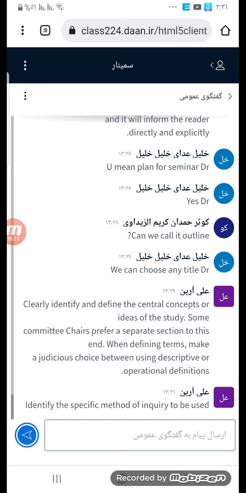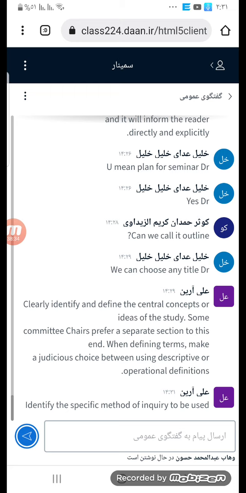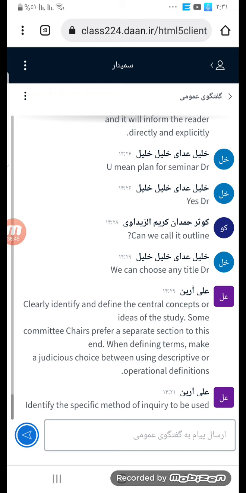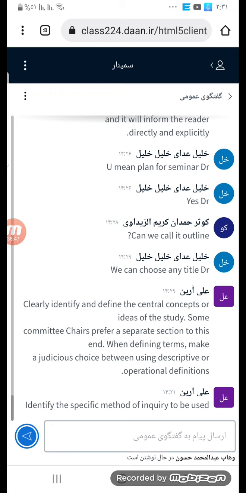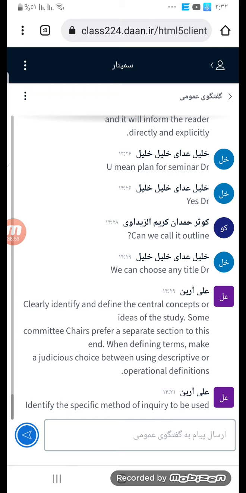So you should say, identify the specific method of inquiry to be used. What does it mean? For students of literature, we have just one way to collect data. Our methodology, we say that this is a qualitative study. Only this. This is qualitative, because ours is not quantitative. This is a qualitative study based on the library method. Our study is library method. What does it mean?